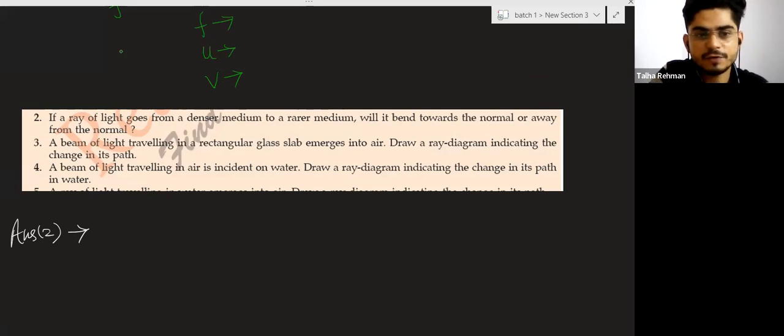They are saying a ray of light goes from denser medium to rarer medium. Will it bend towards the normal or away from the normal? So, Sarah, can you tell me? This is a very easy question.